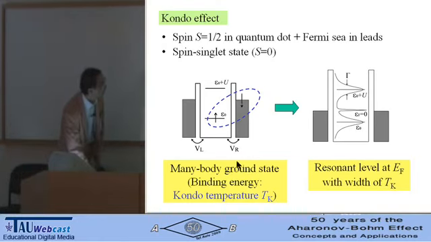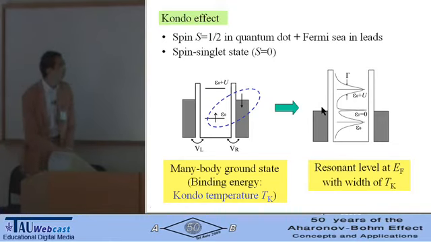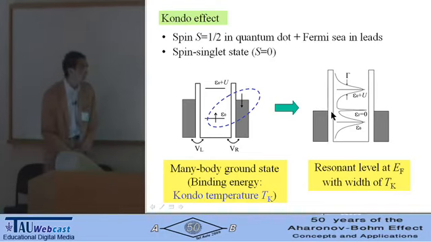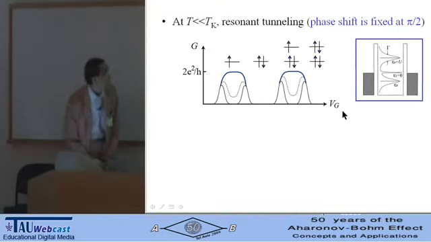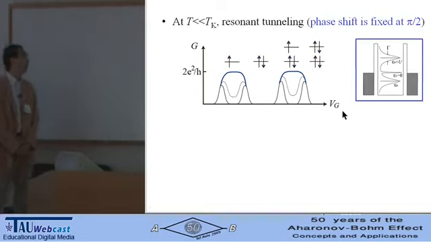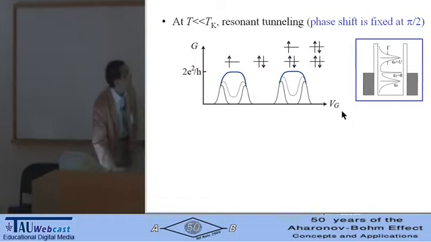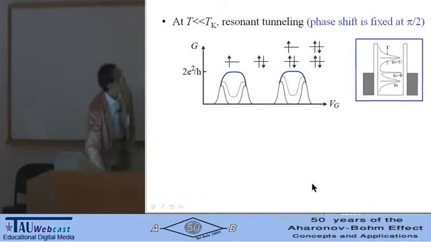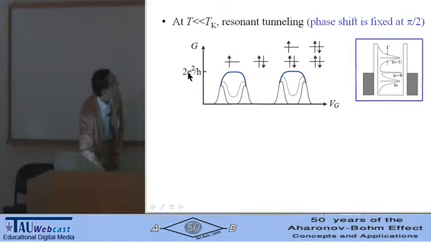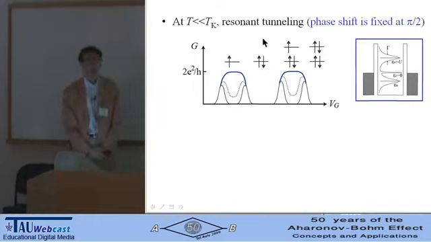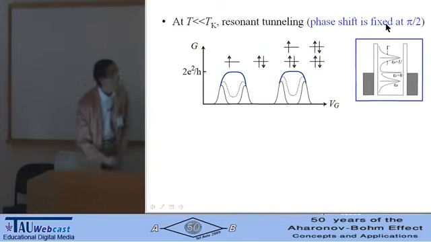And this is the many-body ground state, and the binding energy is given by the Kondo temperature, Tk. So this many-body ground state makes the resonant level at the Fermi level, and width of the resonance is given by the Kondo temperature. So as a result, at low temperatures much lower than Tk, resonant tunneling takes place through the Kondo resonance. So the conductance goes to 2e squared over h. And in other words, a phase shift accompanied by the transport is fixed at pi half.